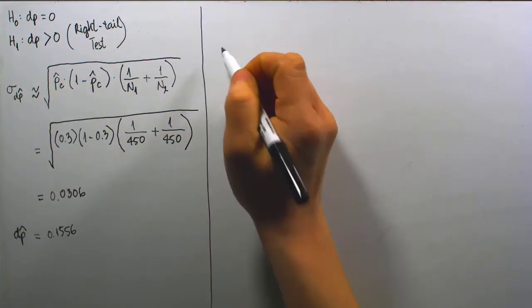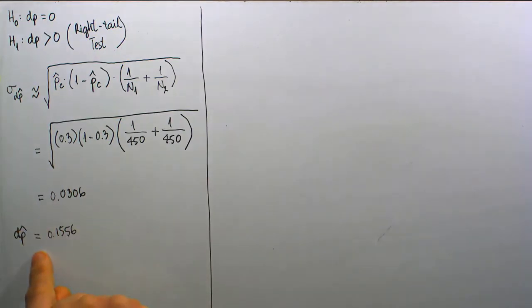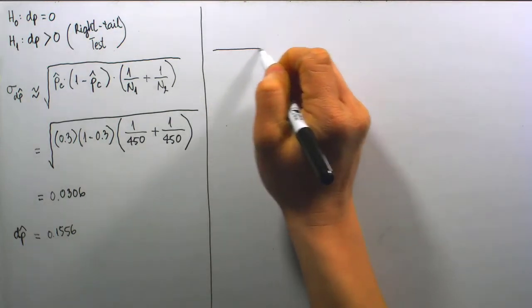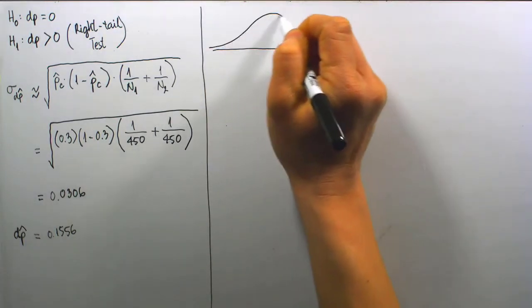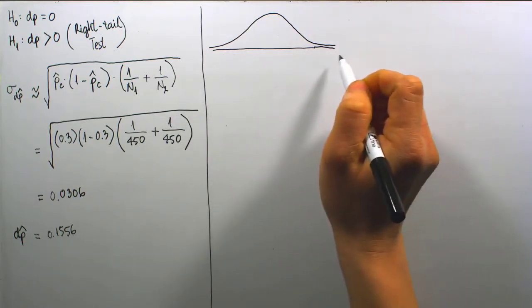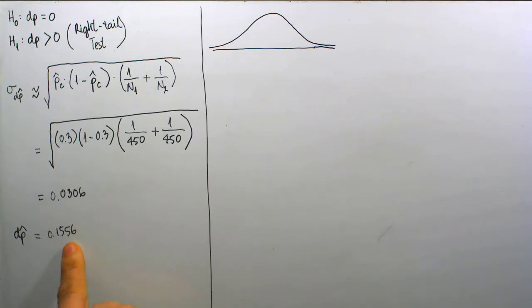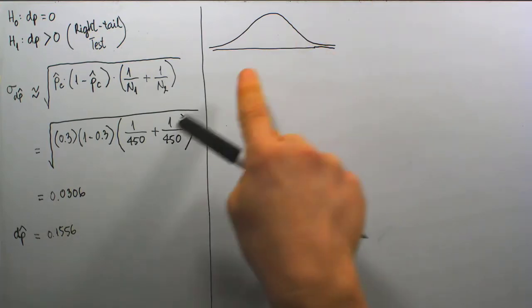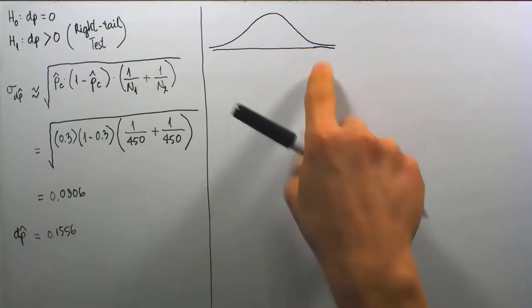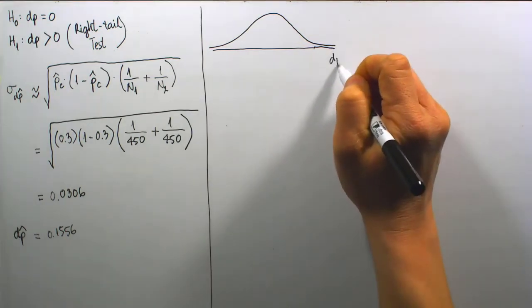We can think about this dp hat and infinitely many other dp hats can all be placed on a bell curve. So now I'm going to draw a bell curve. Any value on this line is a possible value that we can find for dp hat, where ours here is 0.1556, but others may be different. Any of those other values for dp hat can be found on this line right here on our bell curve. So that's a random variable, dp hat.